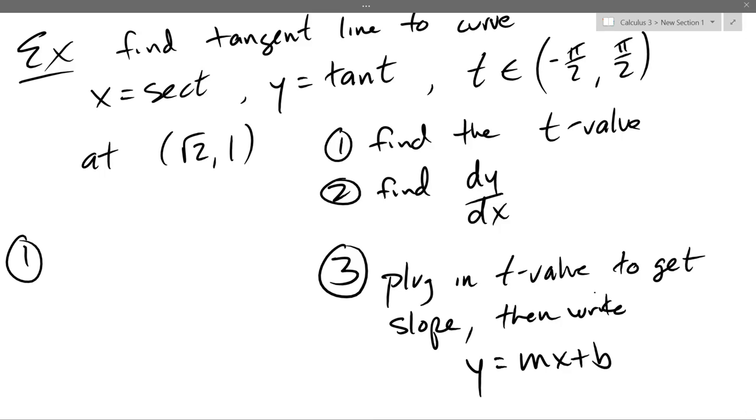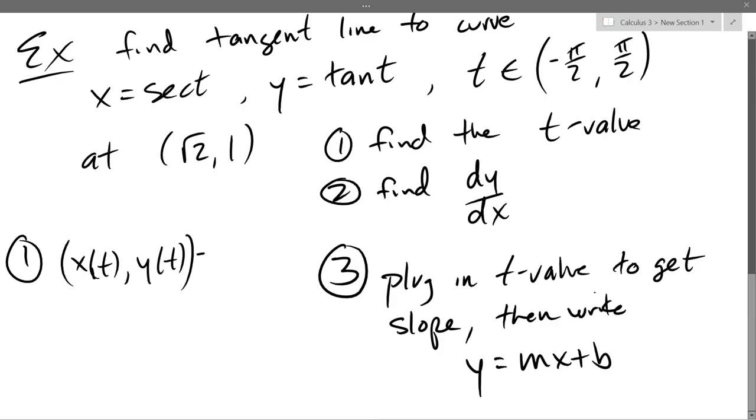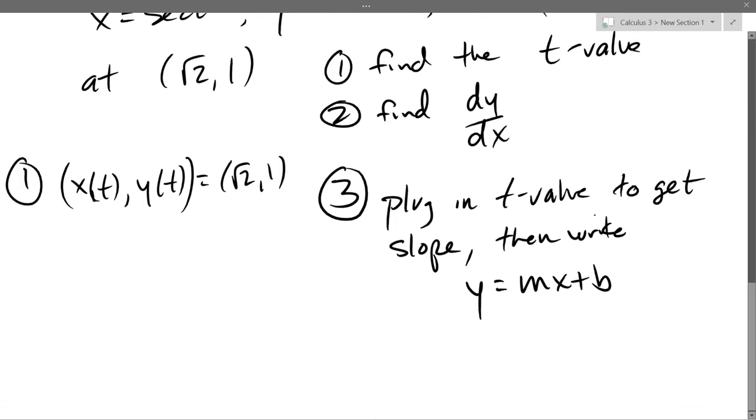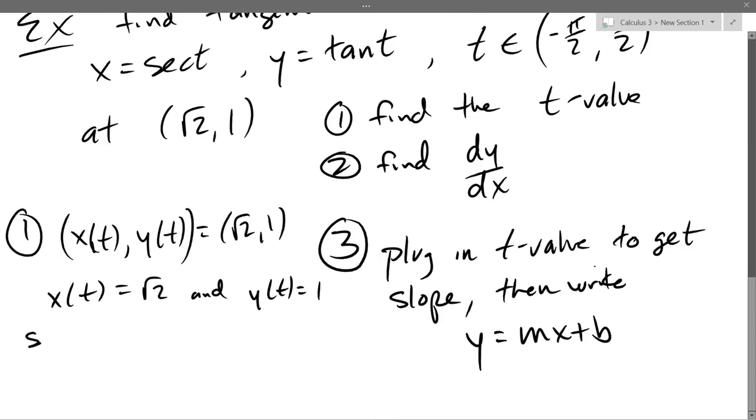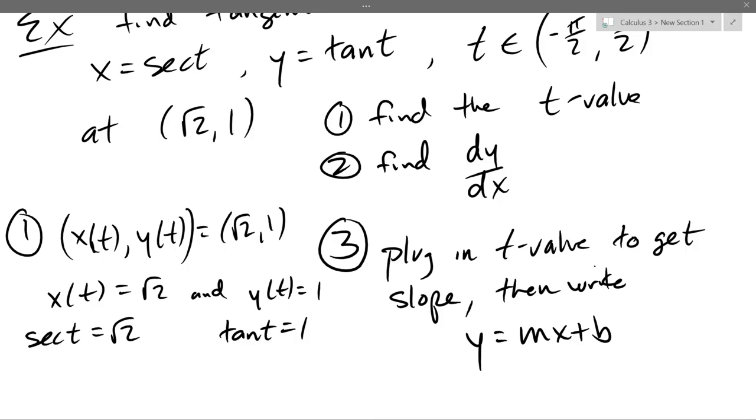Guess. You could guess, yeah. So we have, I want to know x of which t and y of which t will equal square root 2 comma 1. So anytime you're setting one point equal to another, there's really two equations happening at the same time. There's an x equation and a y equation. So I need x of t equals square root 2, and y of t to equal 1. So x of t is secant t, and y of t is tangent t. All right, take 20 seconds and figure out what t makes these equal. And make sure it's between negative pi over 2 and pi over 2. So don't give me some 5 pi over 3 or whatever. Make sure it's in the right interval.